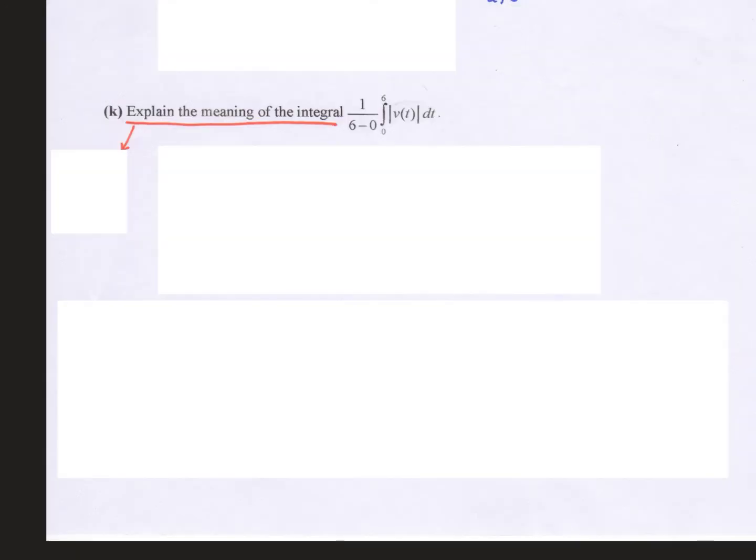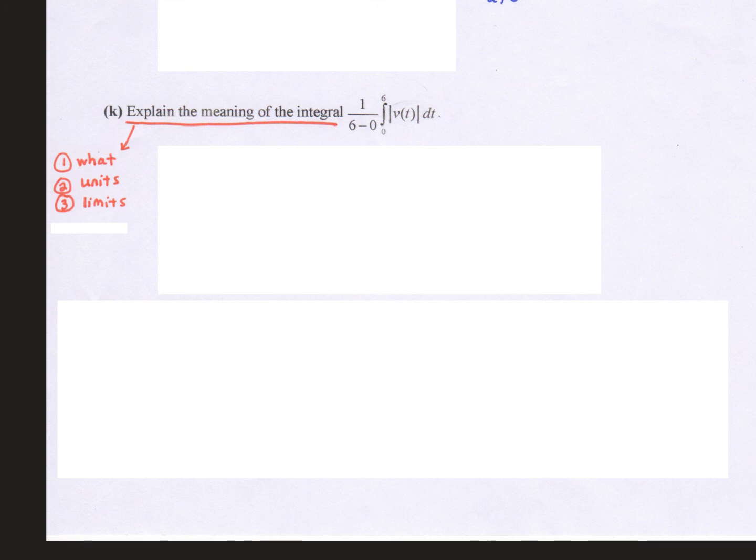Our last question here is asking to explain the meaning of an integral. Whenever you explain the meaning of any integral, there are three components. Number one, you have to say what it represents. Number two, you have to use units on your answer. And number three, you have to say what the limits mean in the context of the problem.